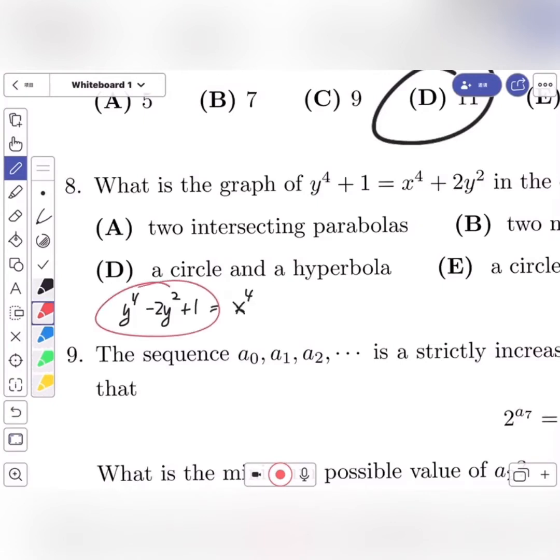Now we know that this is actually the expansion of a perfect square. So this one is just (y squared minus 1) squared is equal to (x squared) squared.